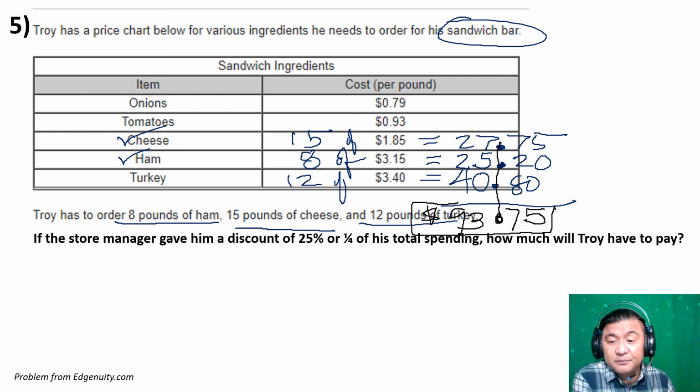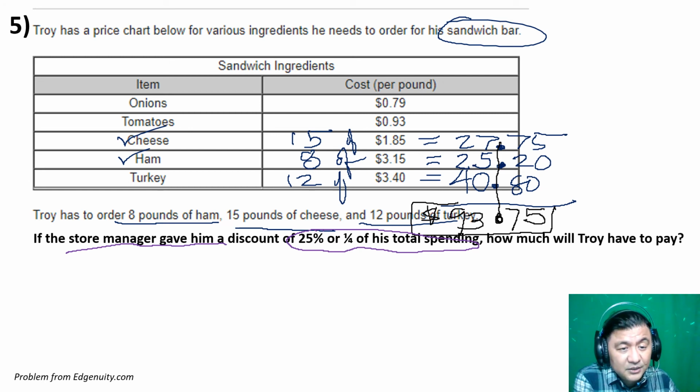But you shouldn't because you have to read the problem. The store manager gave him a discount of 25% of his total spending. This is the total spending. And the manager said, yo, you don't need to pay 25%. Look at this drawing. If this is the total spending, I get 25%. You know, that's 1/4, right? Yes, I take away the 25%. You're not paying that.